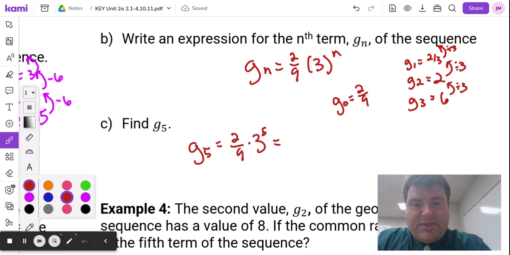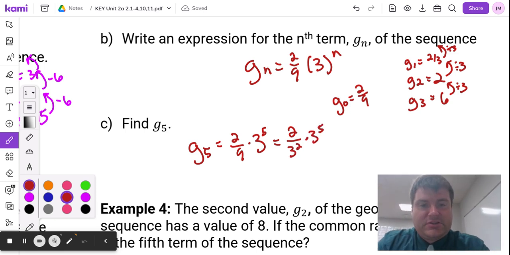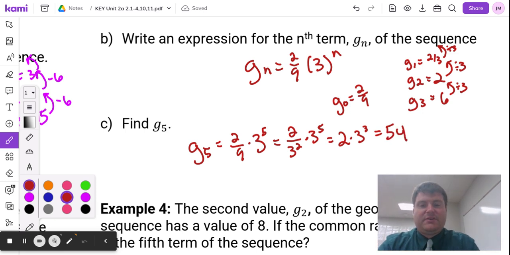Well, I do know that on the bottom there, this is 2 over 3 squared, and this is 3 to the 5th. We do know about our exponent laws. This is just going to be 2 times 3 cubed, which is 54. So we use a little bit of our exponent properties that we have learned from previous classes here. Okay.